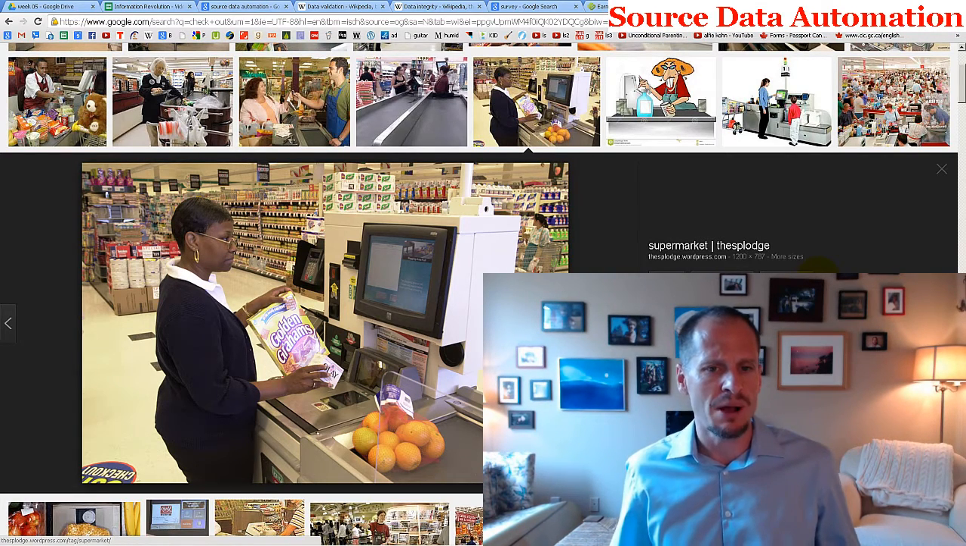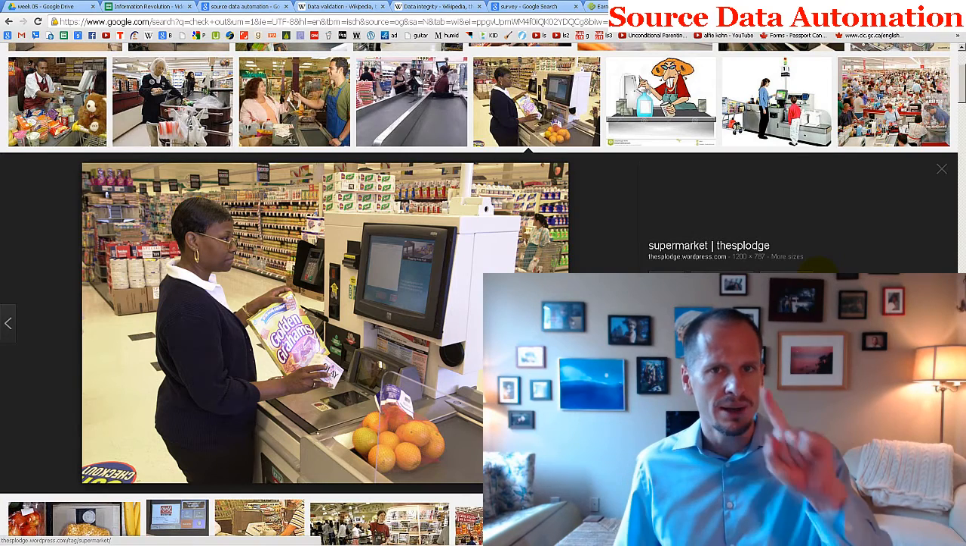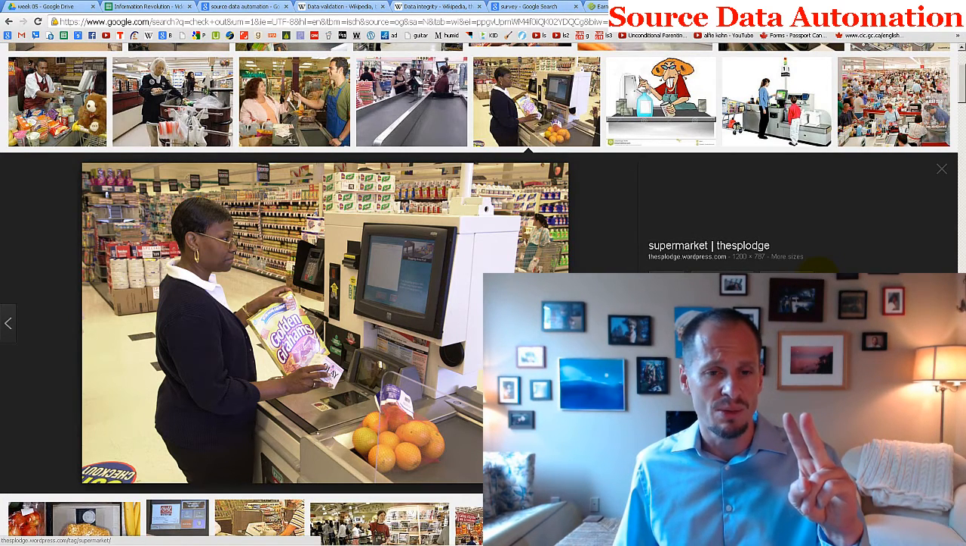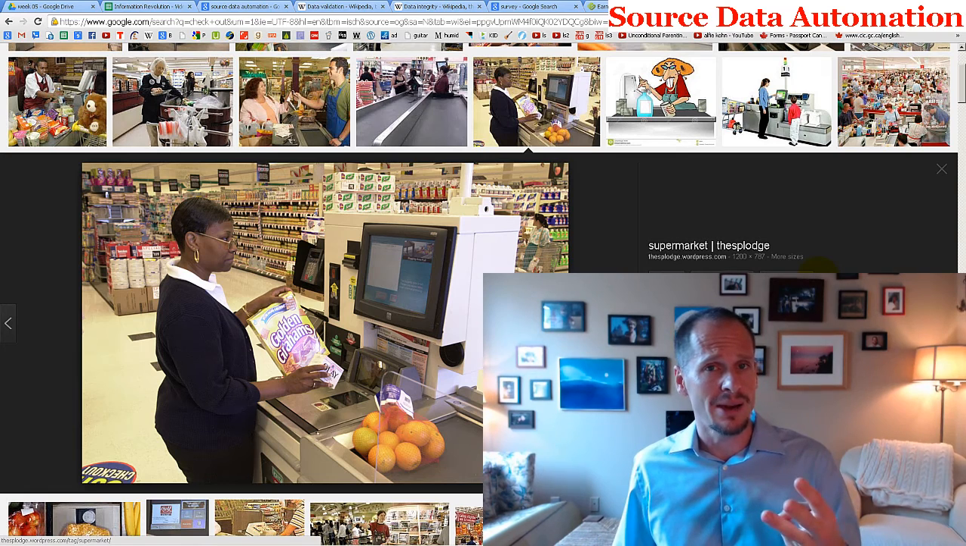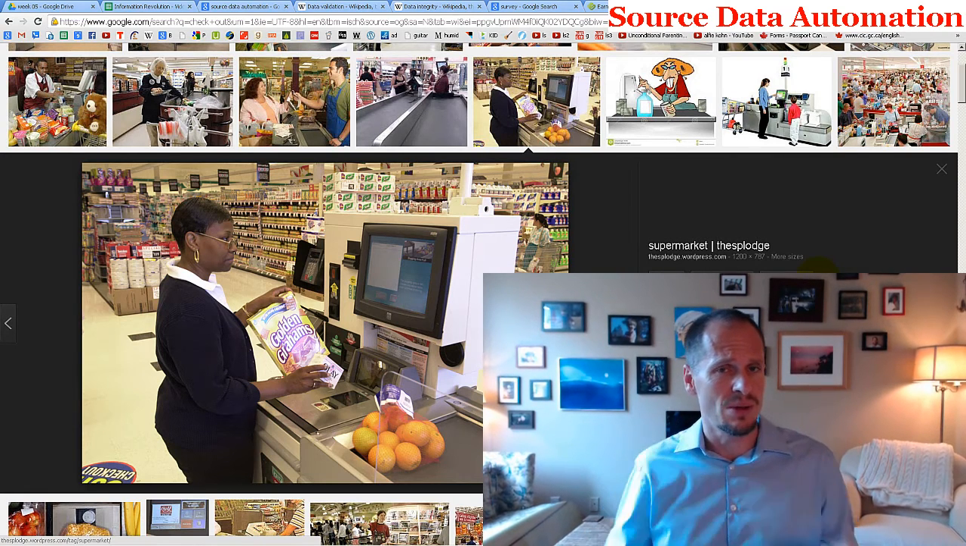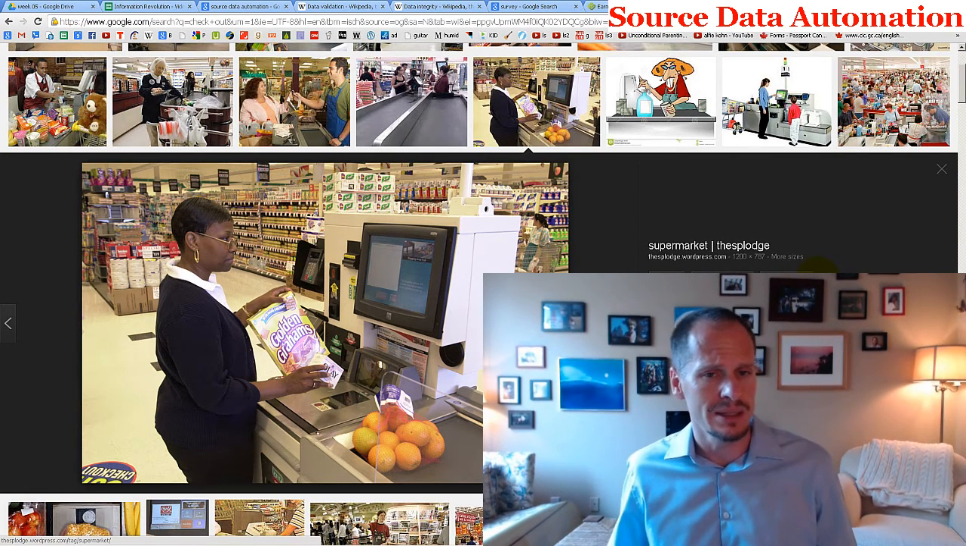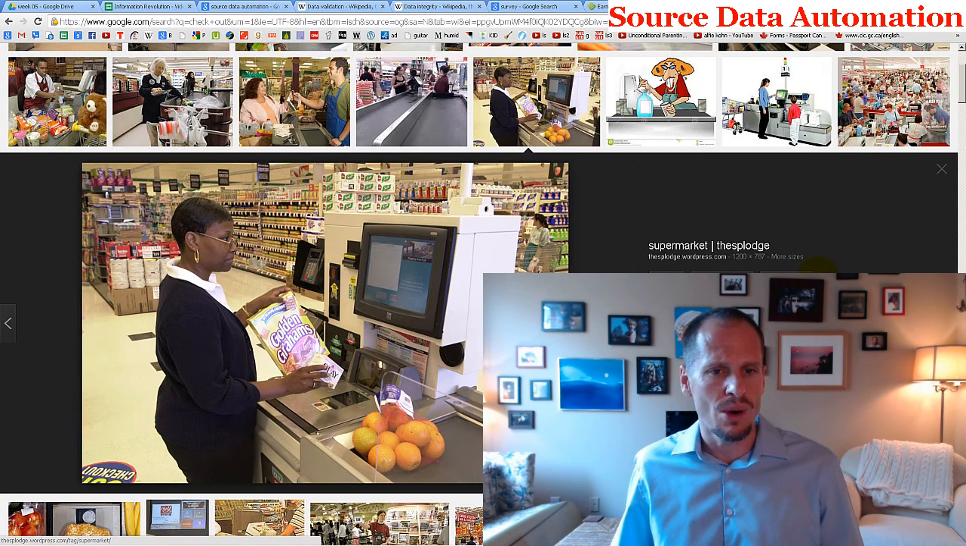Because there was no source data automation. And that was problematic for a variety of reasons. One, it was slow. Two, if you're his friend, he could type in the wrong price and charge you a little bit less. Three, since he was human, he's going to make errors, right? There'll be times where he types in the wrong price, no matter how good he is.